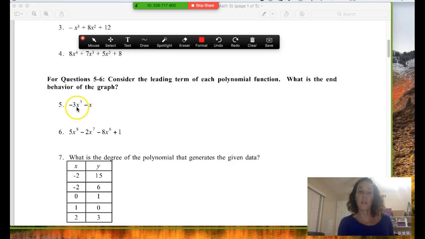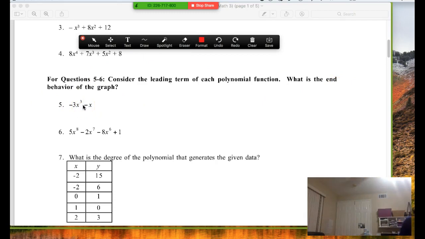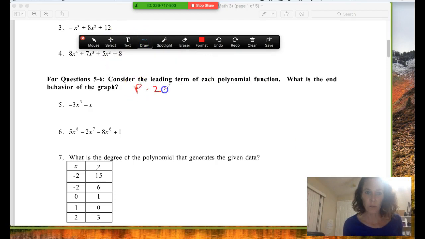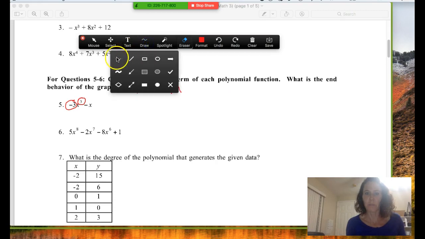Okay, consider the leading term of each polynomial function. What's the end behavior of the graph? Just so you guys can review, if you want to look on your page 241 to review this, go ahead and do that. I think page 241. The basic rule is you look at the first term of the highest degree of your polynomial, okay? If it's negative, if the constant is negative, so these are the things you're looking at, the degree and the constant. So let's look. Instead of starting with negative, let's just review it like this. Okay.